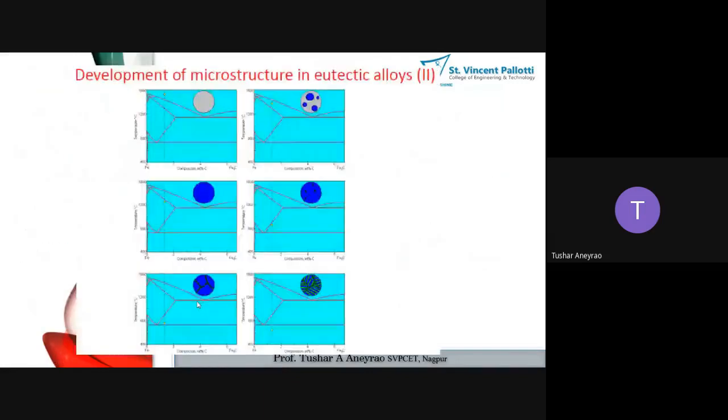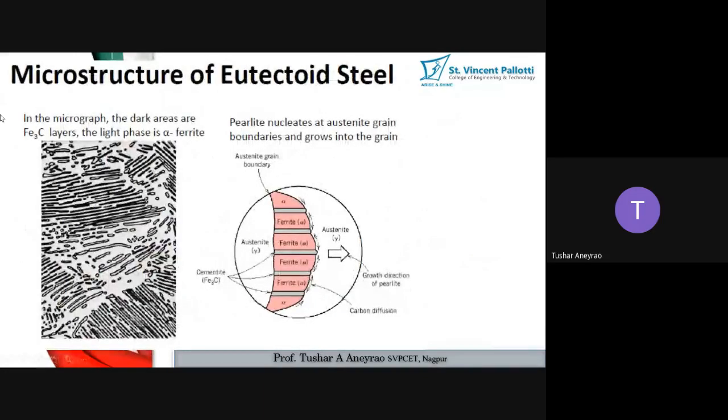Eutectoid reaction. This is the microstructure of pearlite. You can see here, this is a pearl-like structure. First of all, it is a very shiny phase. The appearance of this pearlitic phase is very shiny. And the second thing is that it has a microstructure wherein one streak of cementite is there and alpha ferrite is there. But the carbon percentage here is 0.8%, and for cementite we require how much percent? 6.67% carbon. And for alpha ferrite, we require how much percent?